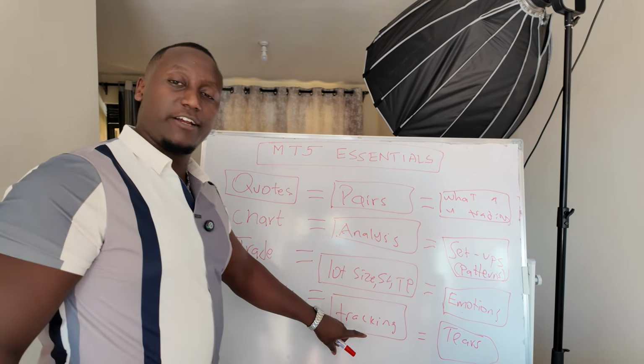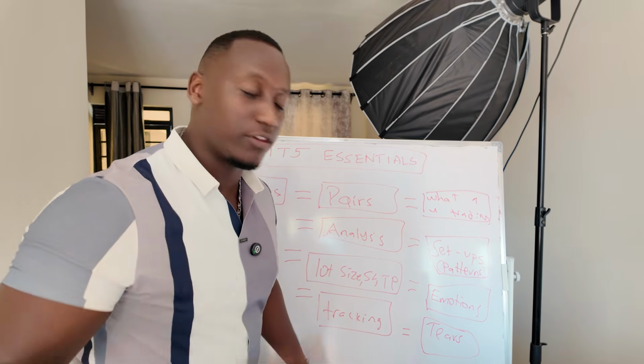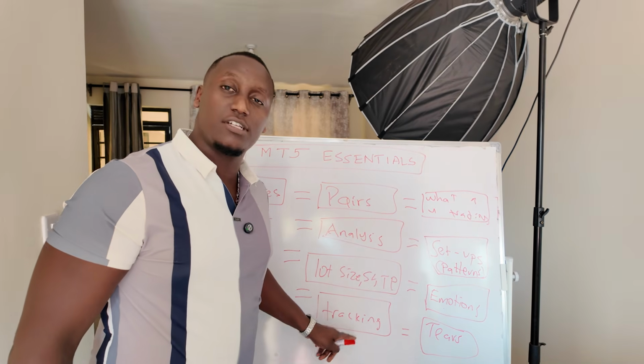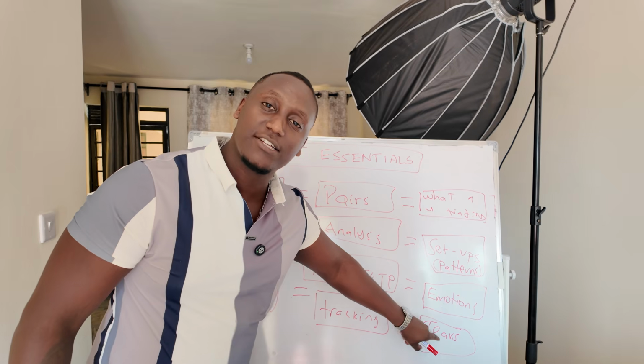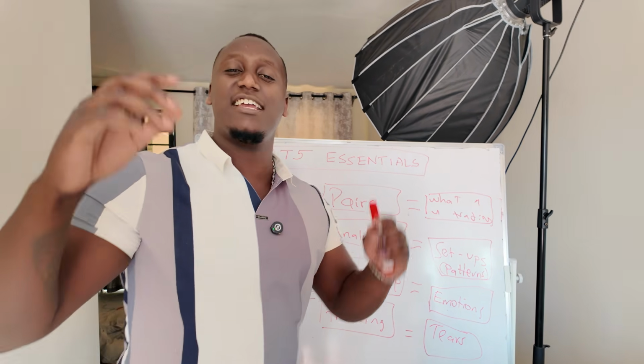Number four is history, which means you are able to see the trades that you took. And since you have been doing the wrong things, you are afraid of looking at your history because it means tears all the time. So I will show you how to turn those tears into joy.